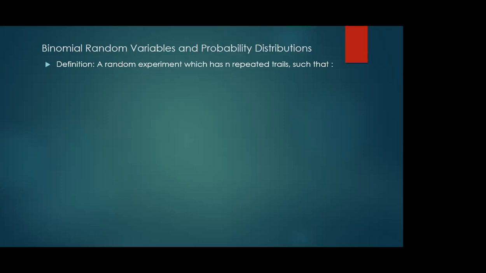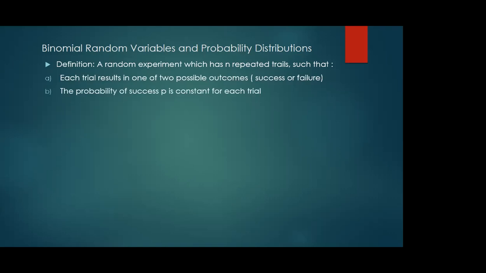So what is a binomial random variable? It is a random experiment which has n repeated trials. Each trial results in one of two possible outcomes, success or failure. So once you see a question where you can only have two outcomes, you automatically know that you're dealing with binomial distribution.